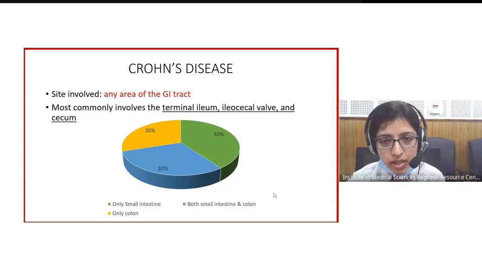Now we come to the individual disease entities. Crohn's disease, as I've already mentioned, can involve any part of the GI tract, but most commonly it involves the terminal ileum, the ileocecal valve, and the cecum. This is the part that has been found to be affected in most of the patients suffering from Crohn's disease. Now, in 40% of the patients, only the small intestine is involved. In 30%, both small intestine and colon are involved, and in 30%, only colonic involvement can be seen in Crohn's disease.